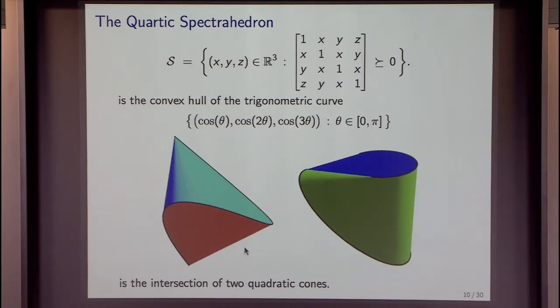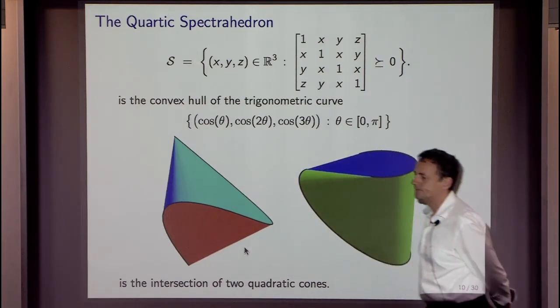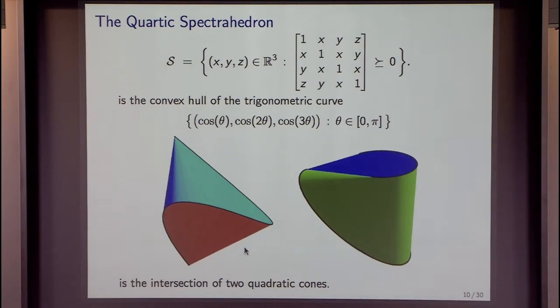So here's an example of a quartic spectrahedron in 3 space. I'm going to write down this triplets matrix with 1s on the diagonal. And that defines a 3-dimensional spectrahedron that looks like this. Okay? This is quite a special spectrahedron. This is the convex hull of the cosine curve. So you look at cosine theta, cosine 2 theta, cosine 3 theta.